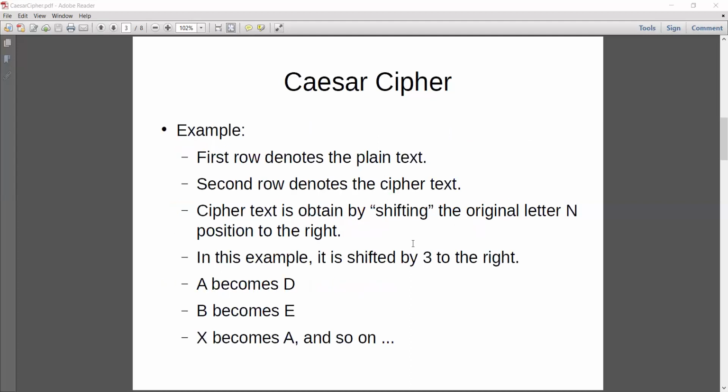Say for example, the first row denotes the plain text, the second row denotes the cipher text. Cipher text is obtained by shifting the original letter capital N positions to the right. Because I am talking about the classical Caesar cipher technique, the value of capital N will be 3. Thus, capital A becomes capital D, capital B becomes capital E, capital X becomes capital A, and so on.